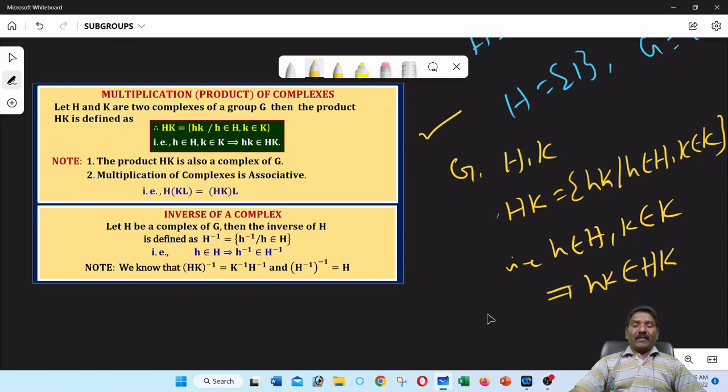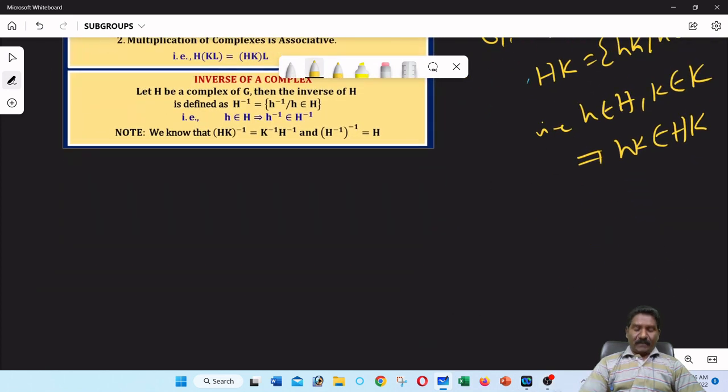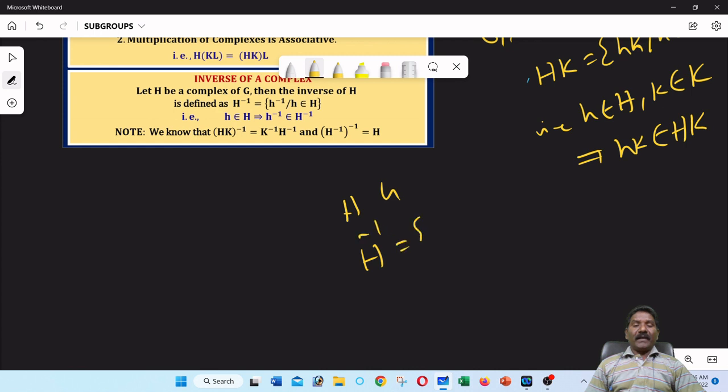The inverse of a complex, very, very important. Let H be a complex of a group G, then the inverse of H is denoted by H inverse and is defined as the set {h inverse such that h belongs to H}. This is the definition of the inverse of a complex. That is, h belongs to H gives h inverse belongs to H inverse.